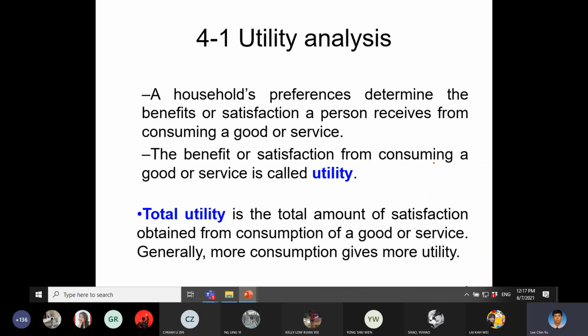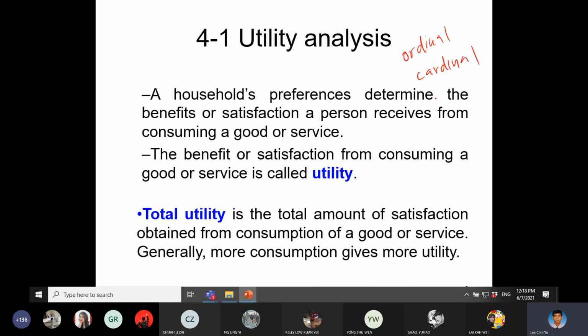Just now I mentioned we have the one which is based on ordinal, and the one based on cardinal. If you base on ordinal, you can rank the order of which one you prefer, and so on, but we cannot analyze further. So if you want to analyze further, we need to use the second one, which is based on cardinal, the one where we assign figures.